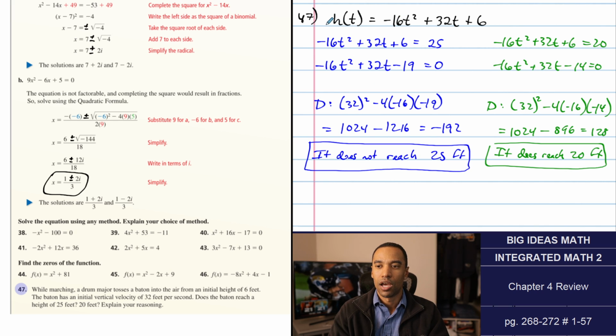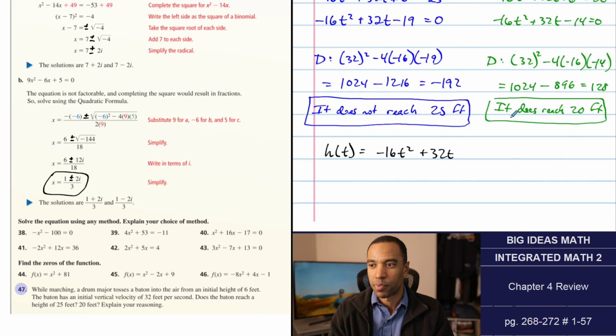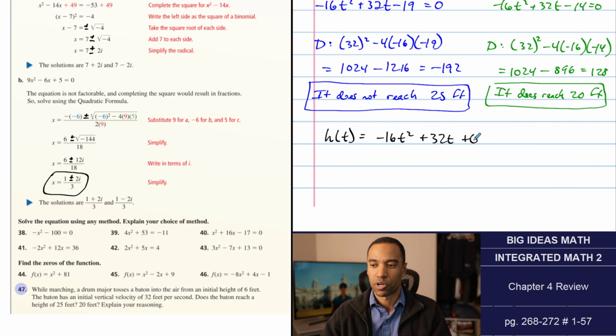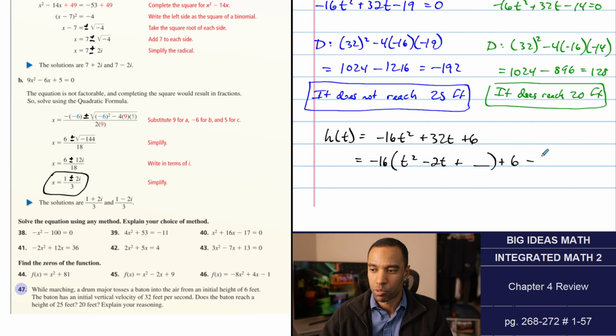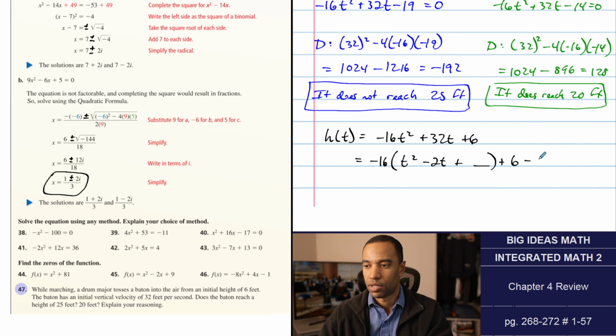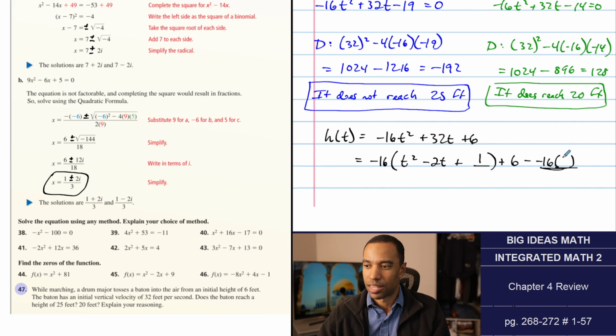So we could have gone all the way with that h of t, the initial one, h of t equals negative 16t squared, because these numbers are nice, plus 32t, that's probably what I should have done in the first place, plus 6. The problems aren't always this good, though. Negative 16, I'm going to factor that out of the t squared and the 32t. So I'll get minus 2t here. Now the 6 will not be involved in this completing the square thing. Whatever I subtract here will multiply by negative 16. So that's a 1, and that's a 1.